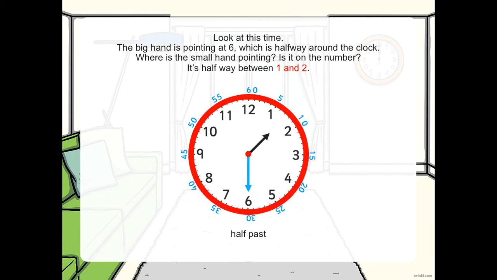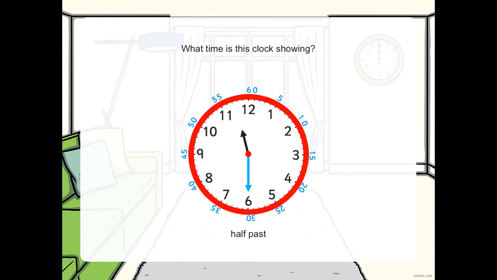Let's look at this time. The long hand, the minute hand, is pointing to the 6. We know this means half past. The shorter hand is pointing halfway between the 1 and the 2. It's still in the first hour. It hasn't quite reached the second hour. It's halfway past the 1. It must be half past 1.